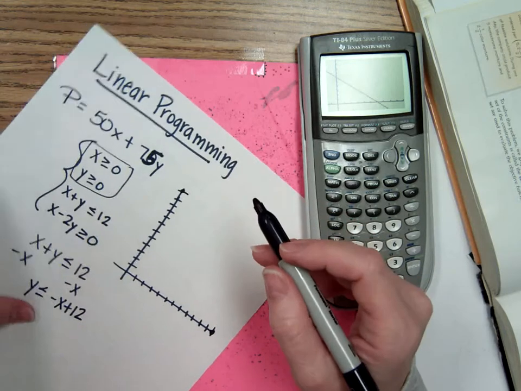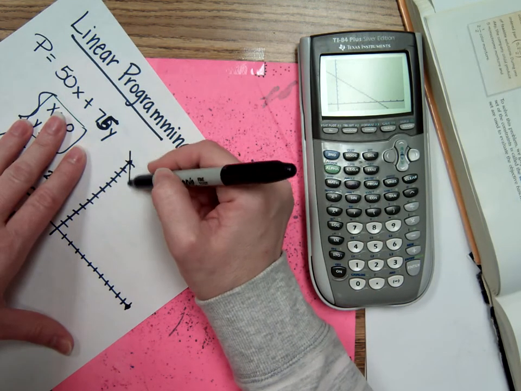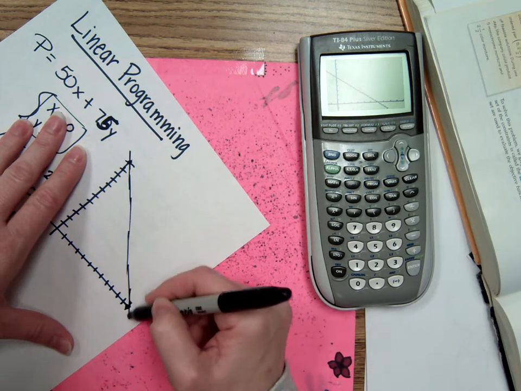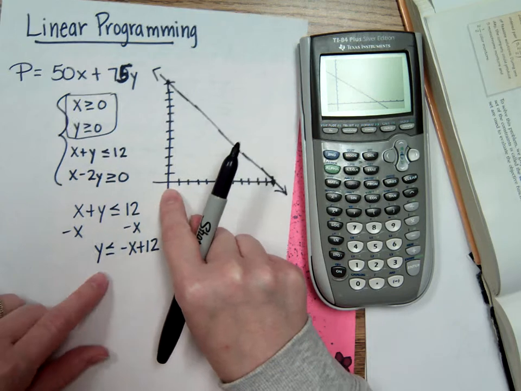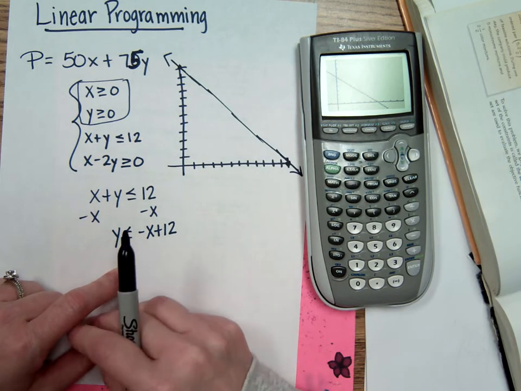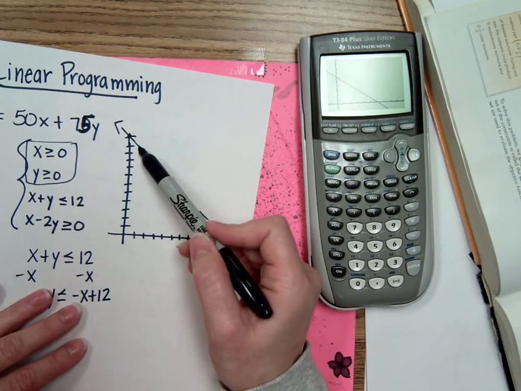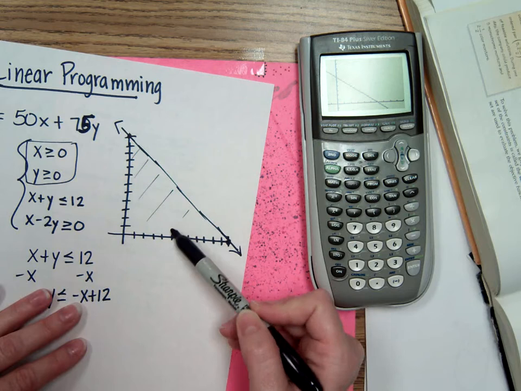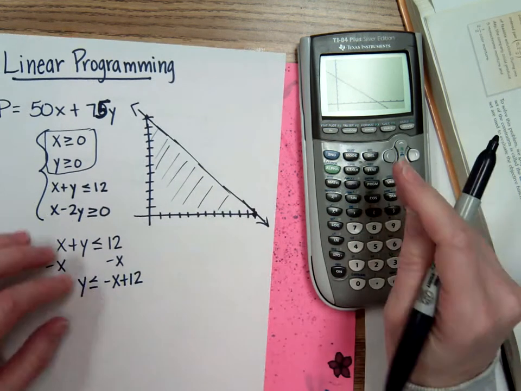No? You shade what's true. So what makes this true? Does 0, 0 make it true? If I put 0 in for x and 0 in for y, is this a true statement? Is 0 less than 12? Yeah, so this would be shaded below. Trust me, get an idea of where it's going to shade, but don't go crazy with it.